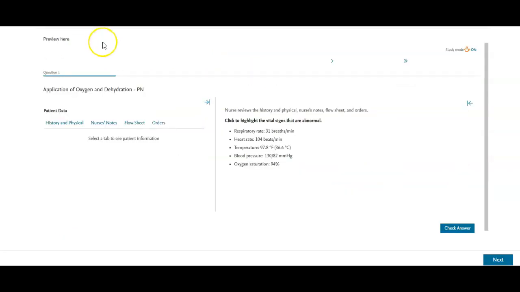Now, this is an unfolding case study, and I know this because it has next. So that means this is going to evolve as it goes on. So again, we need to look at our data, and then we're going to highlight abnormal vital signs.